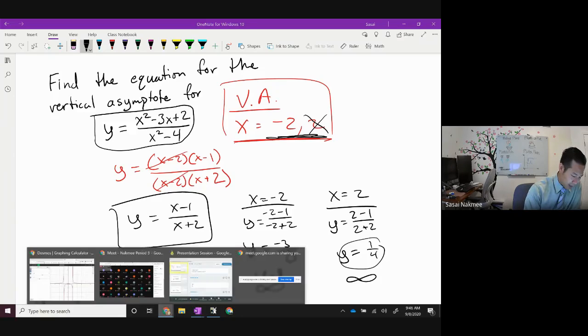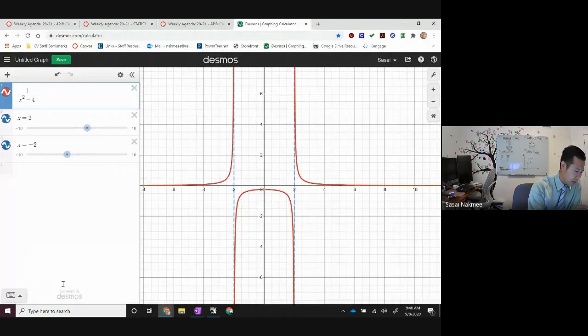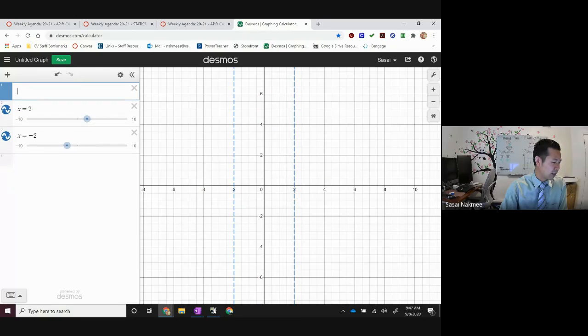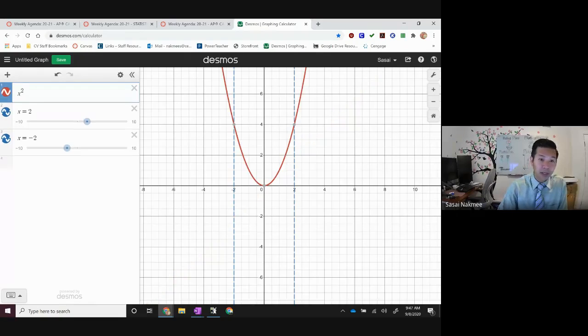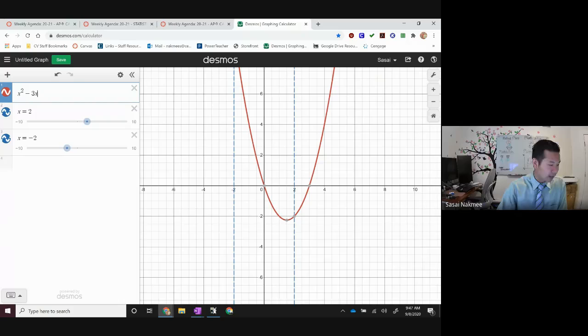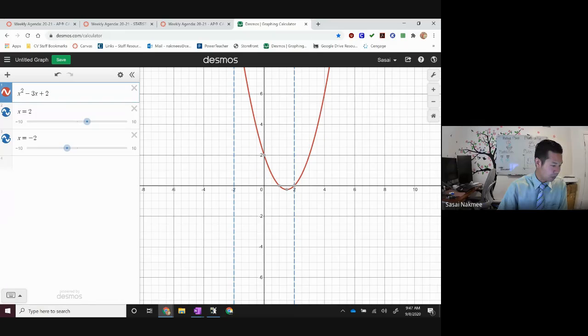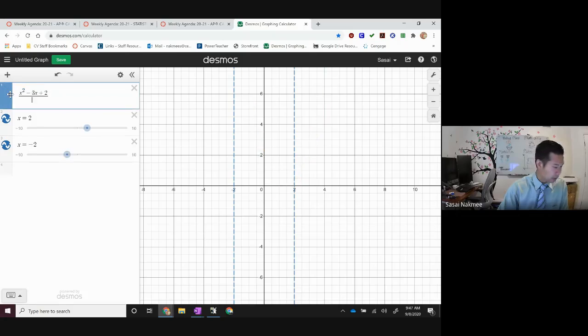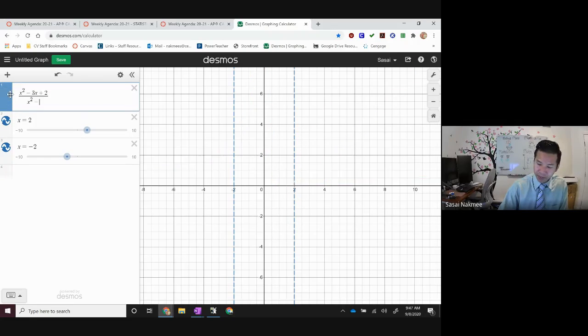And let's take a look. Watch this. Back over here on this graph, let's take a look. The function was... I don't have to delete all that. Actually, no, I can't undo. All right, so let's say I have here x squared minus 3x plus 2, and I'm going to say that this whole thing is being divided by x squared minus 4.